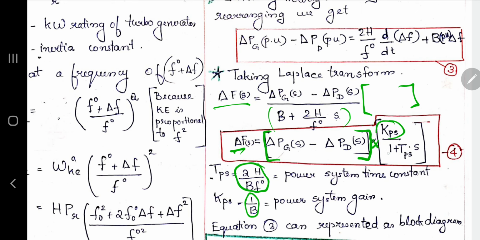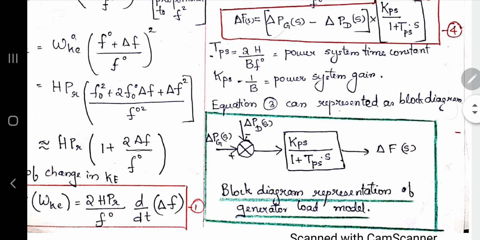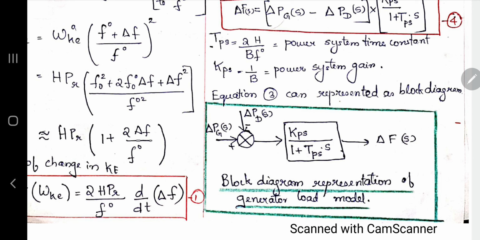So we have found the transfer function model, and we can now represent the block diagram using this representation. ΔPg(S) has a positive sign and ΔPd(S) has a minus sign. So ΔPg minus ΔPd is the input and ΔF(S) is the output. The transfer function is Kps divided by 1 plus Tps into S. This is the block diagram representation of the generator load model.